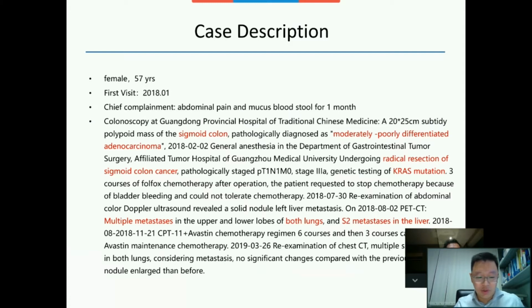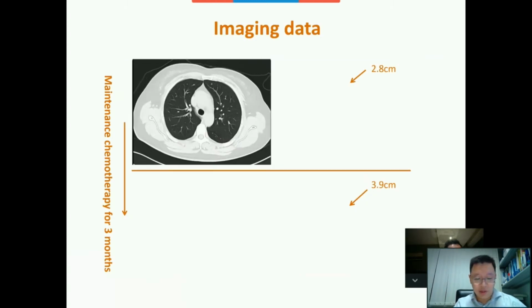On August 2018, PET-CT showed multiple metastases in bilateral lungs and an isolated liver metastasis. Then she received 6 courses of CPT-11 plus Avastin chemotherapy, and 3 courses of maintenance chemo with Xeloda plus Avastin. So this is the imaging comparison before and after the maintenance chemotherapy.